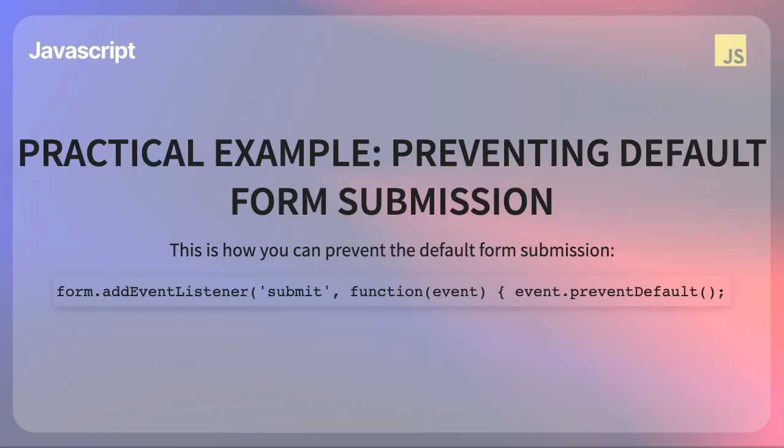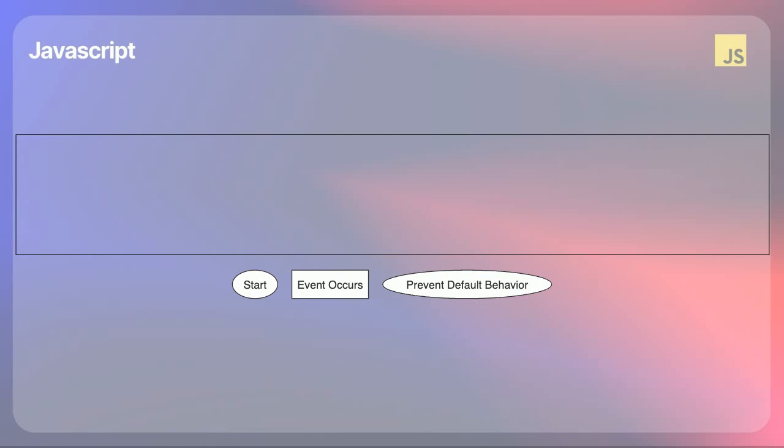Let's take a look at a practical example of how to prevent default behavior. In this case, we're going to prevent the default form submission. Here's a flowchart that shows how preventing default behavior works.